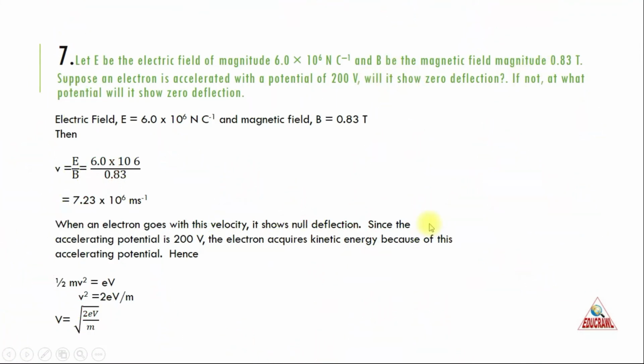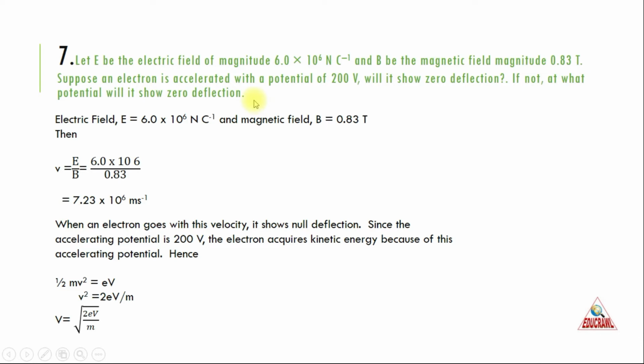The seventh problem. Let E be the electric field of magnitude 6 into 10 power 6 Newton per Coulomb and B be the magnetic field magnitude 0.83 Tesla. Suppose an electron is accelerated with a potential of 200 volt. Will it show zero deflection? If not, at what potential will it show zero deflection?